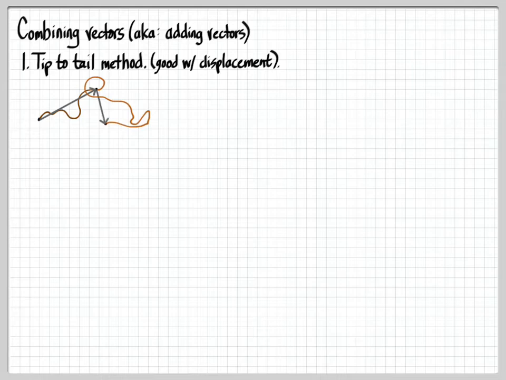So what is my net displacement? Well, I started here and followed some long, complicated path and ended up here. So my start was here, my end was here. So my net displacement, my final displacement after doing all that, is a vector that goes like so. And this gives the idea behind the tip-to-tail method for adding vectors.